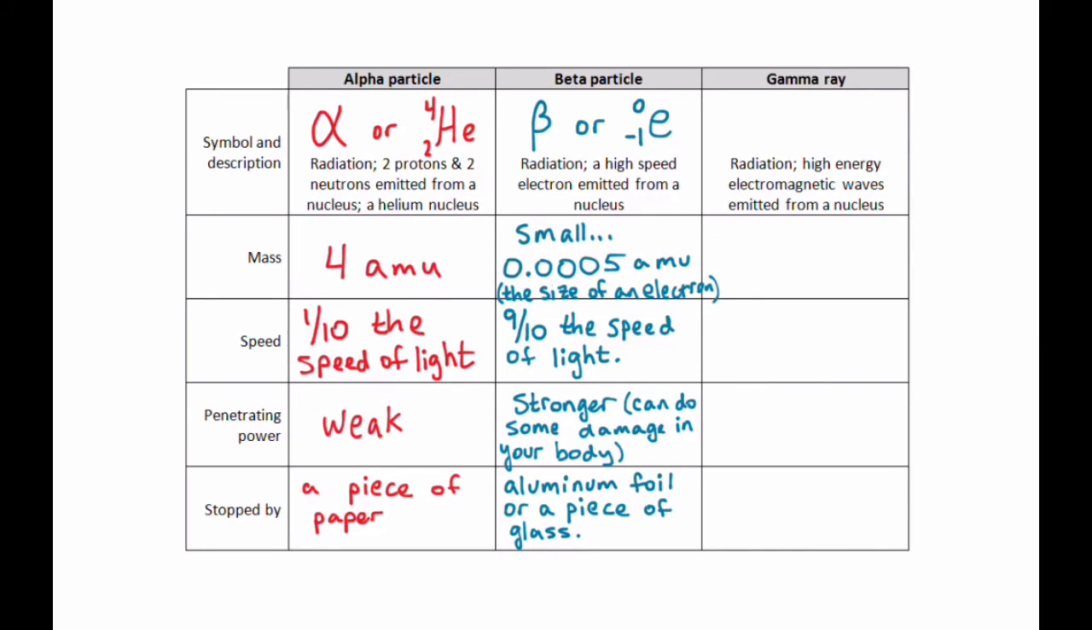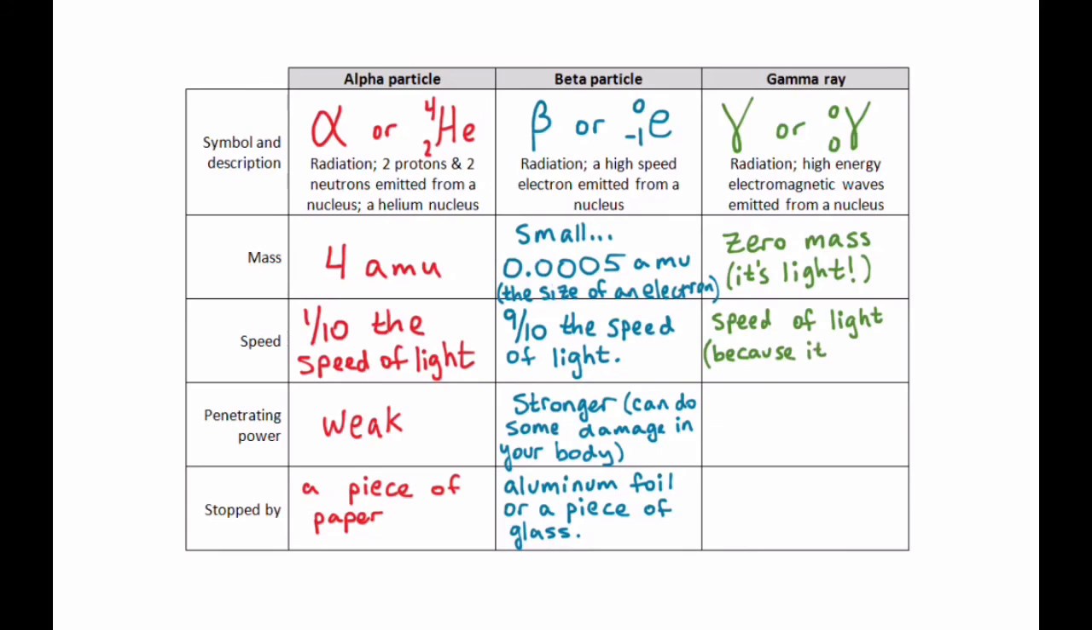All right, and the scariest of the 3, gamma rays. Gamma rays are denoted by the symbol gamma, the Greek letter gamma. I sometimes use this one here too. The zeros represent 0 mass. In fact, the mass is 0. Why? Well, because it's light. Light doesn't have mass to it. The speed is the speed of light. You know why? Because it's light. Kind of makes sense, right?